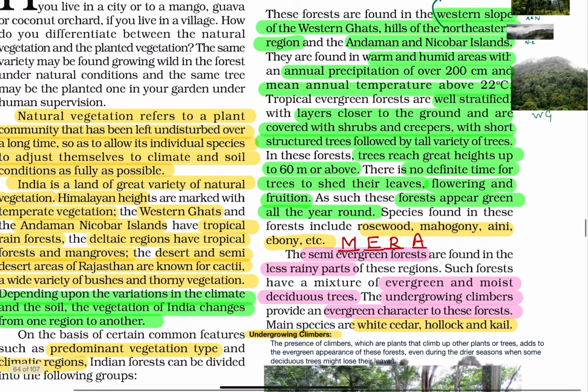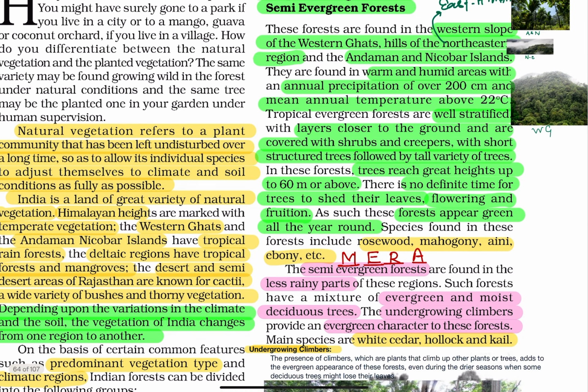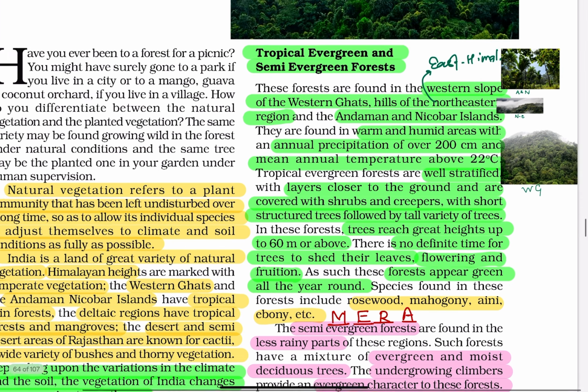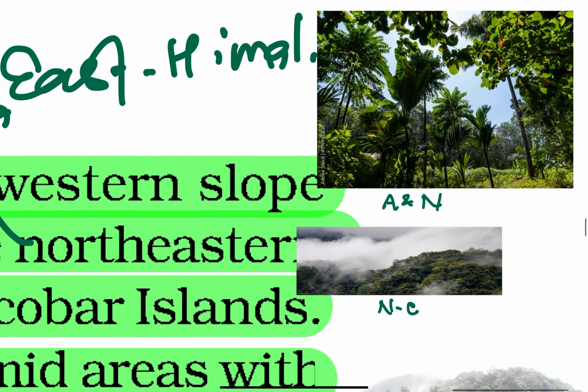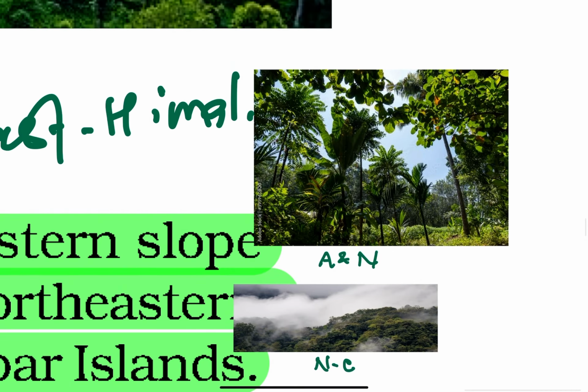So the locations we know: the western slope of Western Ghats, the northeastern Himalayas, or the eastern Himalayas, northeastern regions, whatever you say, and the Andaman and Nicobar, where you will find the tropical evergreen forest. I've also uploaded a picture here. These forests are present in Andaman and Nicobar, which we call the tropical evergreen forest. We can notice the climate, we can notice the predominant vegetation here.